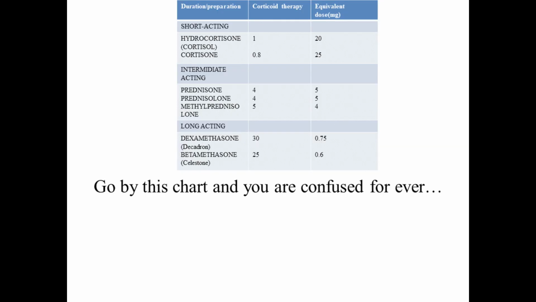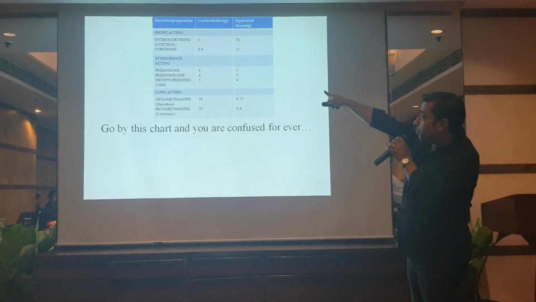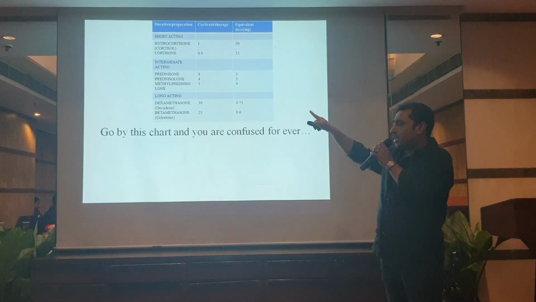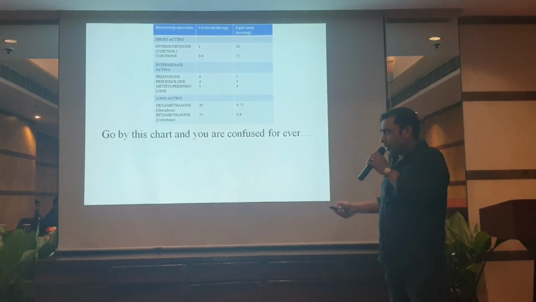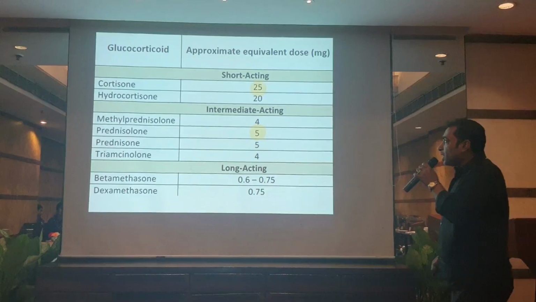This is the form which will confuse you. Go by this chart, you are confused forever. This is the calculation. You see all sorts of how much hydrocortisone is equivalent to how much cortisol. There is the cortisol 0.8. It's a very complicated calculation if you have to find it out. So let us make it simple.